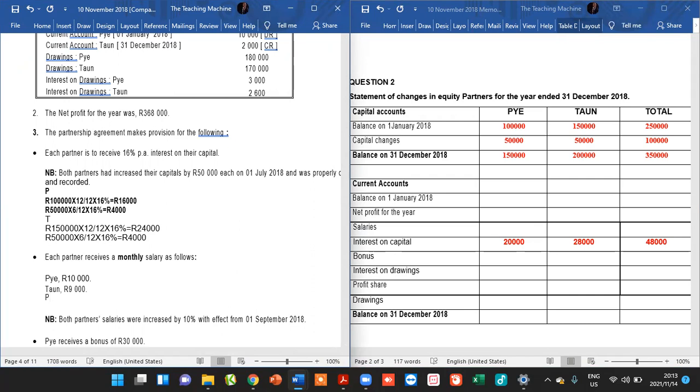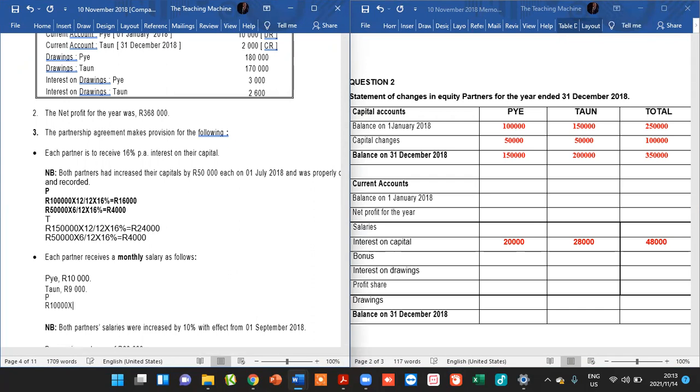For P, you're going to say 10,000 multiplied by how many months? From January to August, because the increment took place on the 1st of September. So it's January until August: January, February, March, April, May, June, July, August, 8 months. Multiply by 8 is equal to 80,000 rands.